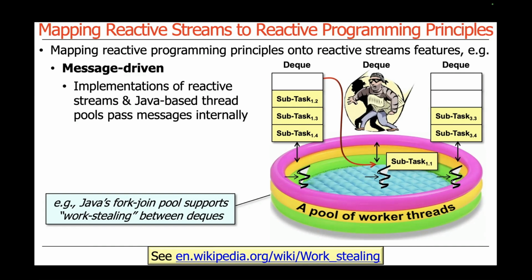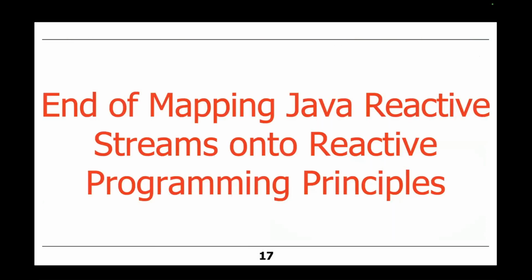And there's all kinds of ways to do this. You normally don't really see the messaging. It's an implementation detail, but under the hood, there's lots of messaging that's taking place. So that's the end of the discussion that shows how we can map the Java reactive streams and the implementation artifacts therein defined by RxJava and Project Reactor onto those four key reactive programming principles that are defined and explained and motivated in the Reactive Manifesto.